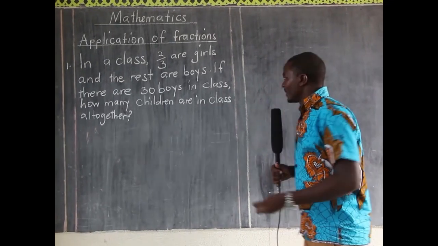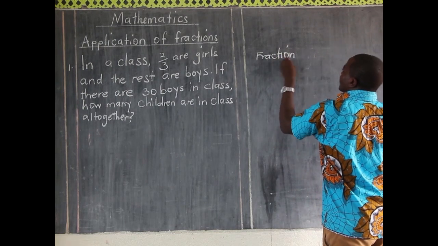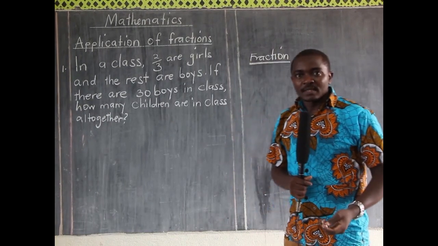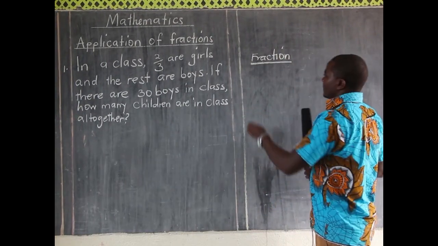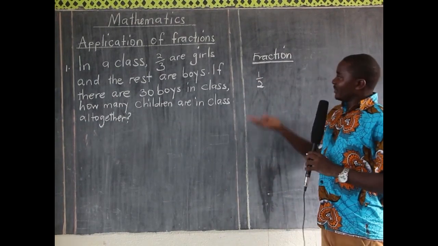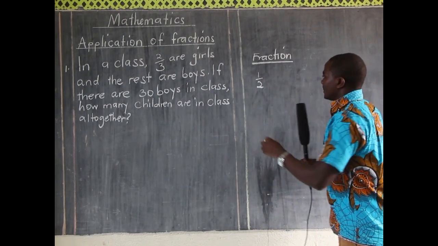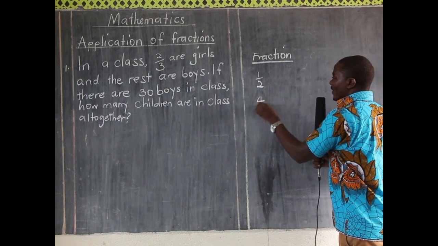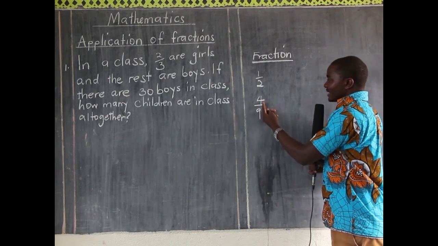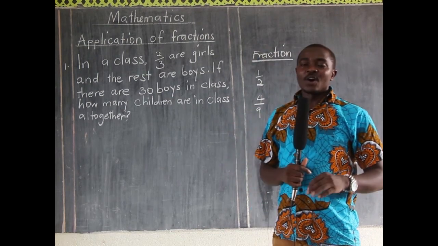To remind you, a fraction is simply part of a whole. Take an example, 1 out of 2. This simply means 1 part out of 2 parts. If I have a fraction like 4 out of 9, it simply means 4 parts out of 9 parts. So you know what a fraction means. It's just part of a whole.